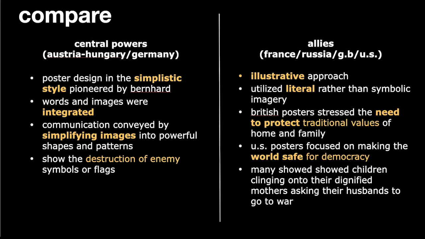When we compare the strategies and techniques of the Central Powers graphic design versus the Allies, on the Central Power side, we have a simpler style, thinking about Lucian Bernhard, those Plakatstil posters, like the Priester Matches poster. So choosing one image and making it a symbol, or really simplifying things down to the most graphic image possible. Words and images were often integrated. The communication was conveyed by simplifying images into powerful shapes and patterns or symbols, and showing the destruction of the enemy not in a human form, but as a destruction of a symbol or a flag.